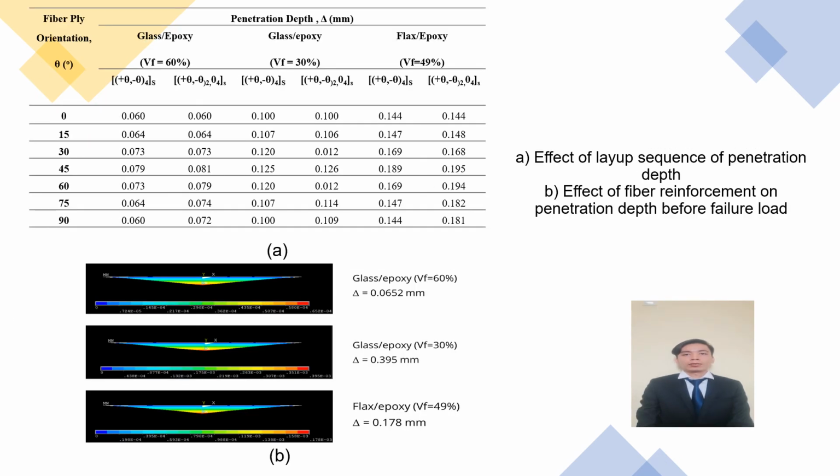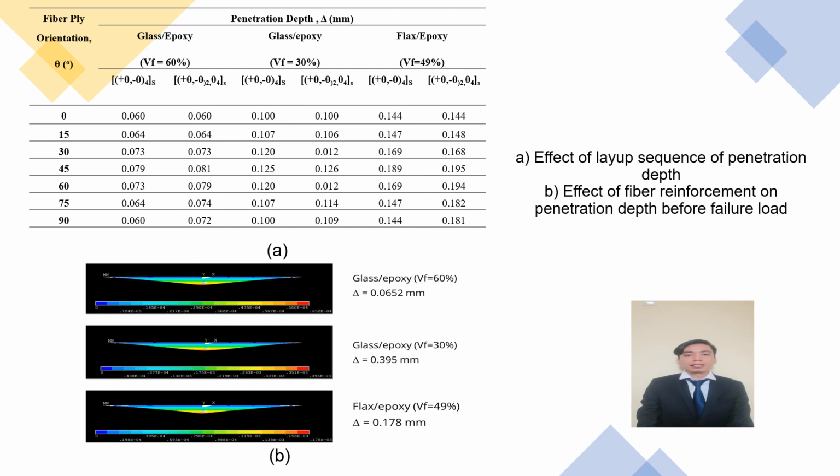In table A, the glass epoxy composite with volume fraction 30% has a greater maximum penetration depth than glass epoxy composite with 60%. This is because the fiber volume fraction affects the deformability of the composite. When the fiber volume fraction increases, the composite becomes stiffer and its deformability decreases. However, flax epoxy has a greater maximum penetration depth than glass epoxy composite. This shows that flax epoxy has better deformability and a better fiber matrix interface than glass epoxy.